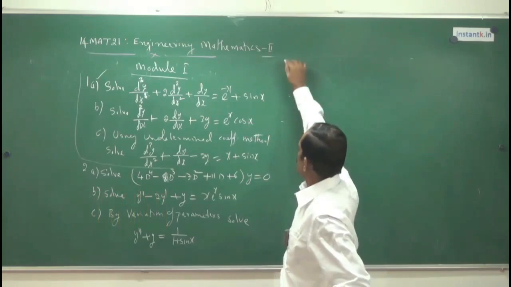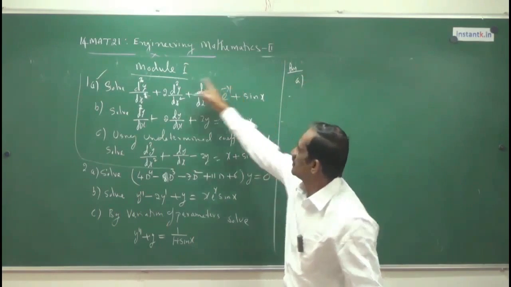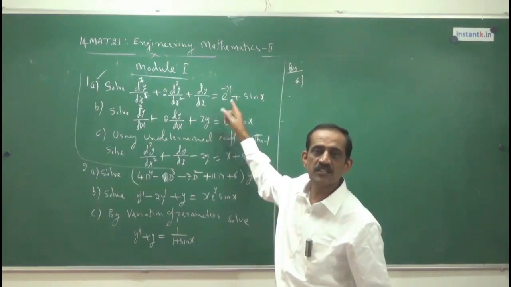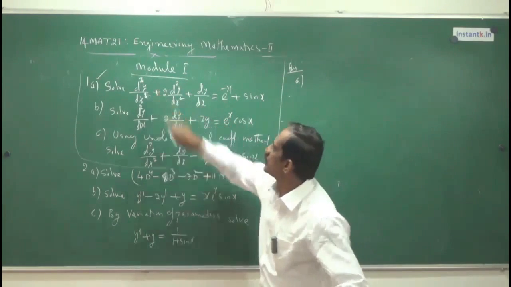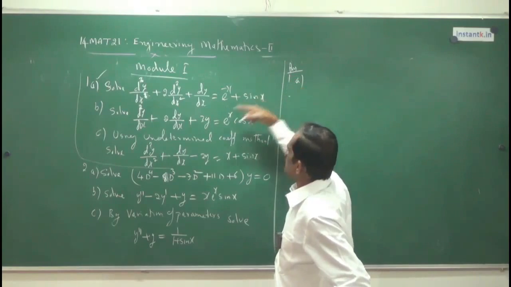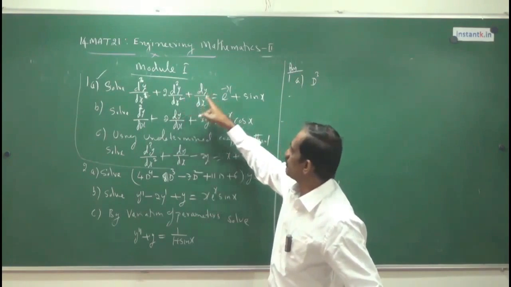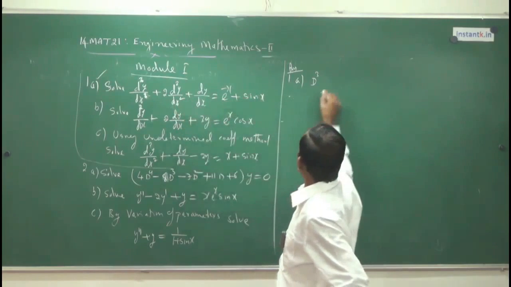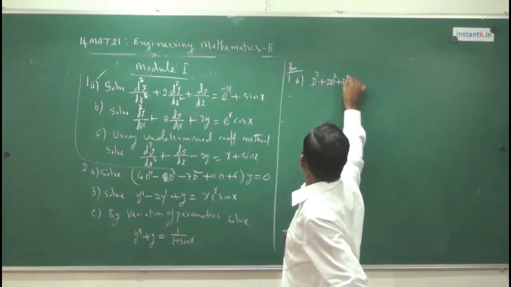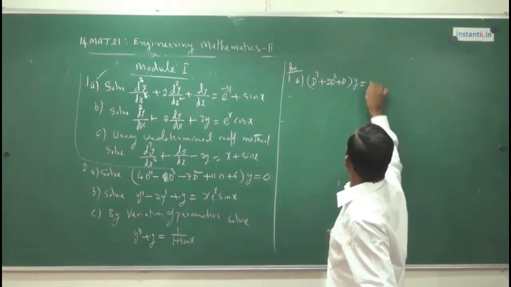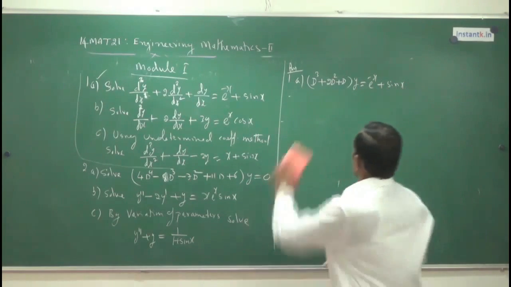So for example, you take the first problem. How to answer means, here first you have to write this differential equation in terms of D operator. How to write in terms of D operator? It's D cubed y plus 2D squared y plus Dy. So y is common, I'll write like this: (D cubed plus 2D squared plus D) y equals e power minus x plus sin x. Right.